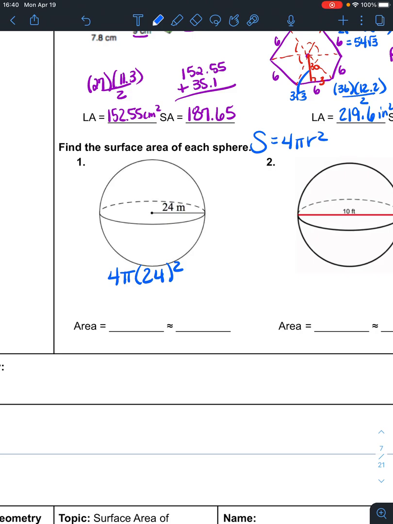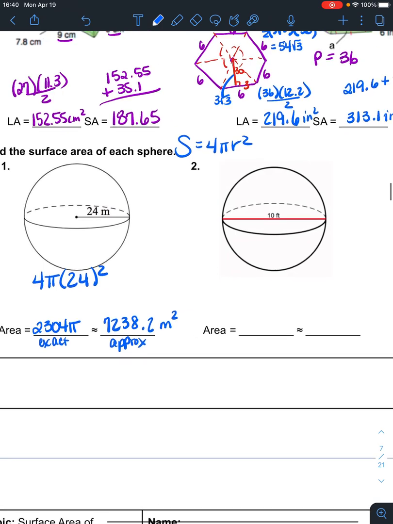So to leave it exact, do 24 squared times 4. You get 2,304. So I multiplied everything except the pi. That's exact. And then I want the approximate. So I multiplied 2,304 times pi, and I get 7,238.2 meters squared. So that would be the approximate. So this is approximate. Remember, anytime you round, it's approximate. And then this is exact in terms of pi.